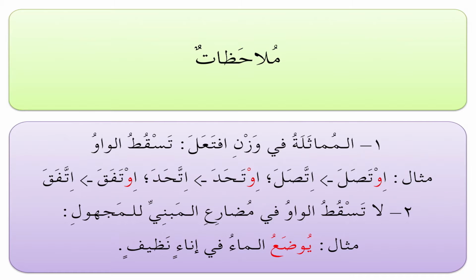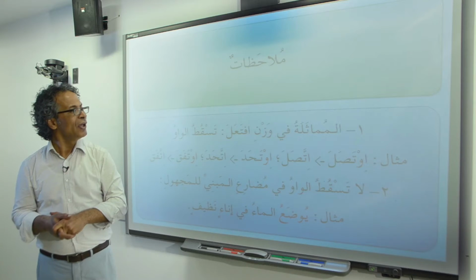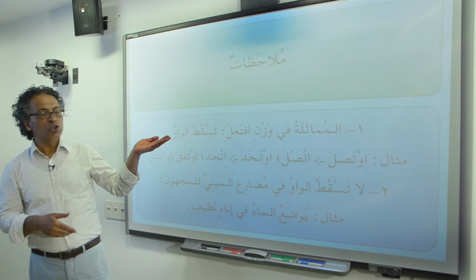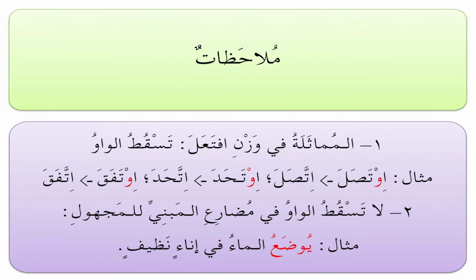ملاحظات. Some remarks to keep in mind. أولا المماثلة في وزن افتعل تسقط الواو. يعني we call this assimilation in the form افتعل, the verb form افتعل. What happens is the واو drops in this form. Look, so اتصل, normally افتعل, so the واو should be there. But what happens is that واو is dropped, and then we put a shadda on the ta.